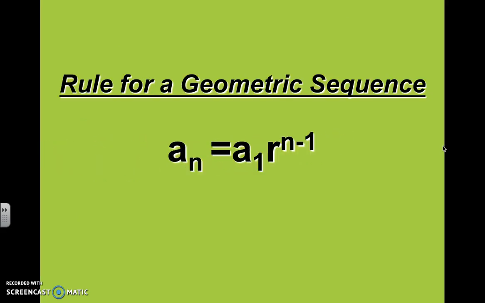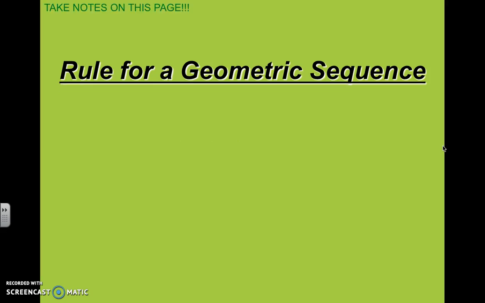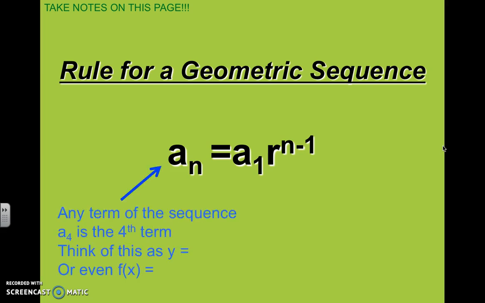The rule for a geometric sequence is a sub n equals a sub 1 times r to the n minus 1. This is a rule, again, that's on your reference sheet. Write this down and let's talk about the parts. The first two parts are exactly the same as the previous one. A sub n is any term of the sequence, which could be a sub 4 being the fourth term, and again you can think of this as y equals. A sub 1 is the first term of the sequence. R is the common ratio, so what you're multiplying by.